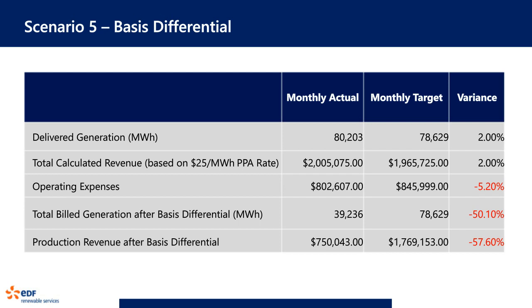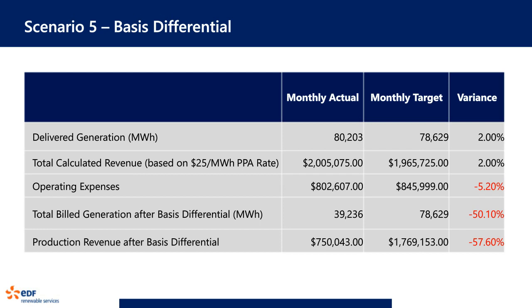So we have done a quick calculation. We can see that for both those metrics, we're doing great for the month. We're 2% over budget. We look next at our operating expenses, and we can see that we have a slight dip there. We're 5% below budget, which isn't ideal, but it isn't horrible. And then we move down to the next two metrics: total bill generation after basis differential, which is 50% below budget, and our production revenue after basis differential, which is 57% below budget. As soon as anybody sees those numbers, especially the 57% below budget, it's just a discrepancy that we hate to see.